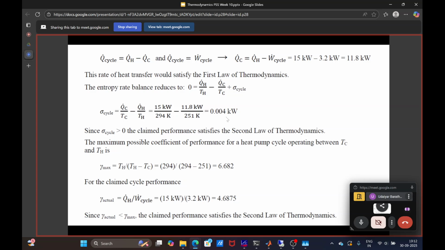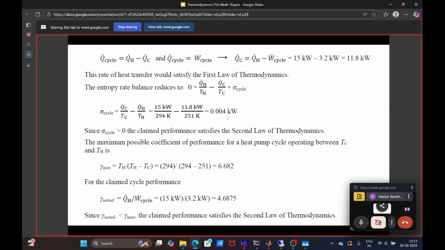So this is positive. So this cycle satisfies the second law of thermodynamics, because sigma cycle should always be greater than or equal to 0. So this is greater than 0, and so the cycle is possible. The second is the maximum possible coefficient of performance for a heat pump cycle operating between TC and TH, so the maximum COP is TH by TH minus TC. So first we found out the entropy generated during the process. If this is greater than 0, then the cycle is possible.